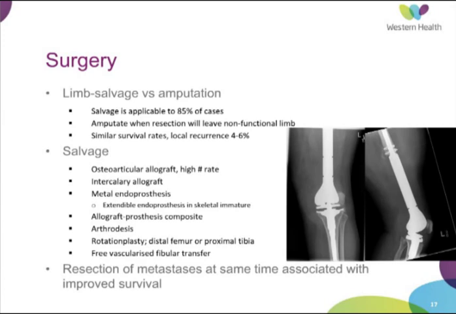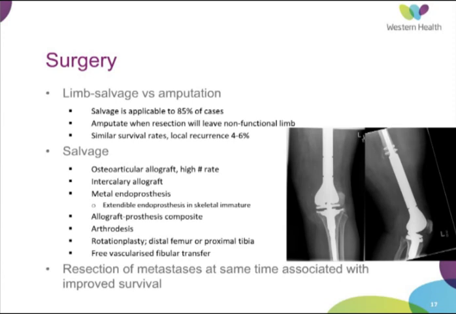Amputation is appropriate when resection will leave a non-functioning limb. There are actually similar survival rates between the two, and that's probably a reflection of appropriate selection of patients for both, and also the fact that limb salvage surgery really does work if chosen in the right patients.